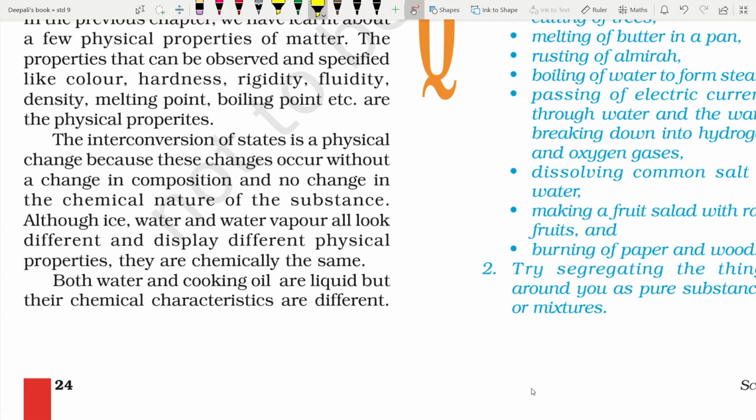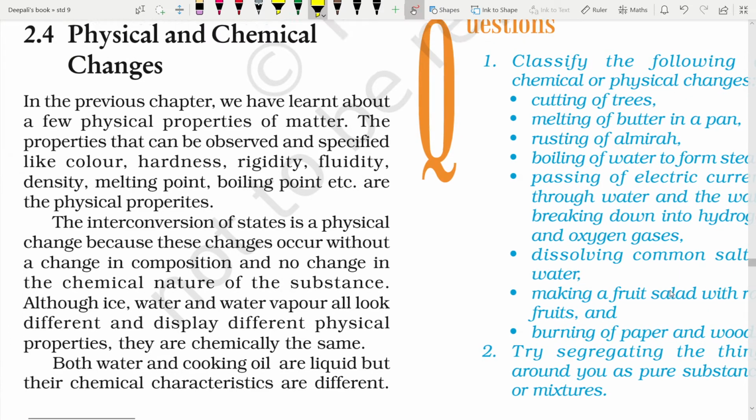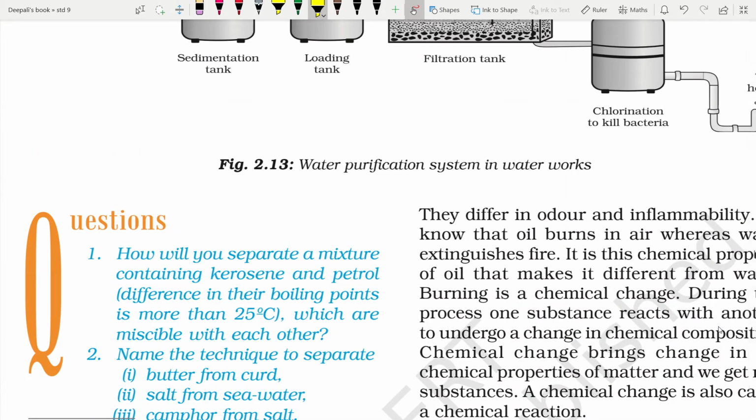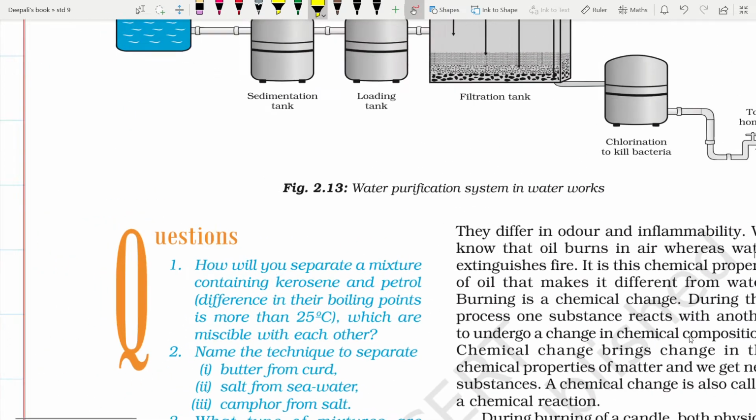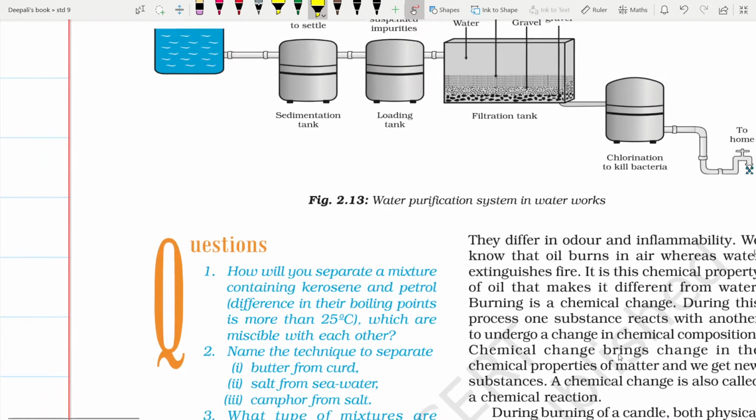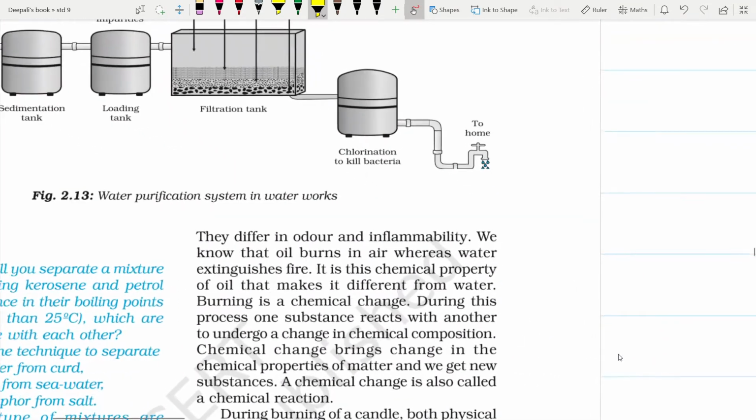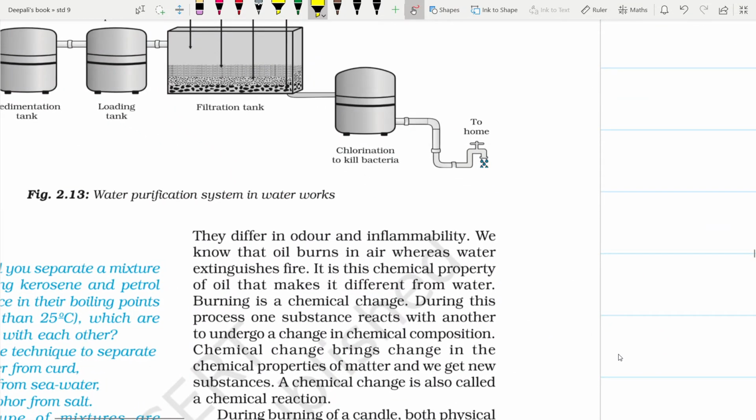Both water and cooking oil are liquid, but their chemical properties are different. So, a change in just the physical properties is called a physical change. They differ in odor and inflammability. We know that oil burns in air whereas water extinguishes fire. It is this chemical property of oil that makes it different from water. Burning is a chemical change.